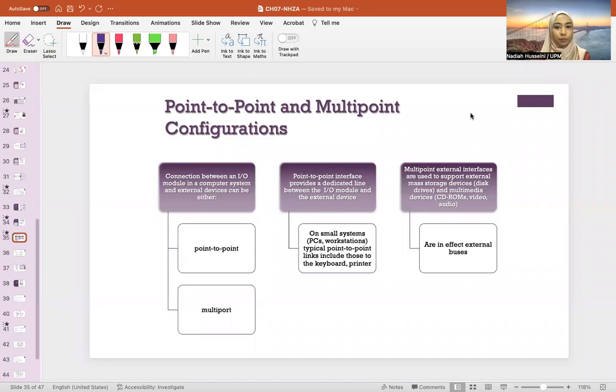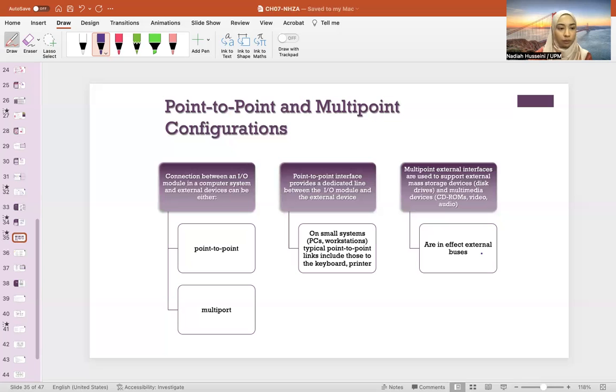And then we have point-to-point and multi-point configuration. So what is point-to-point? Almost like the same thing that we discussed just now, serial, but provides a dedicated line between the I/O module and the external device, almost like a selector and serial. And then multi-point external interfaces are used to support external mass storage devices, multimedia devices, whereby these are high-speed devices, right? So are in effect external buses.